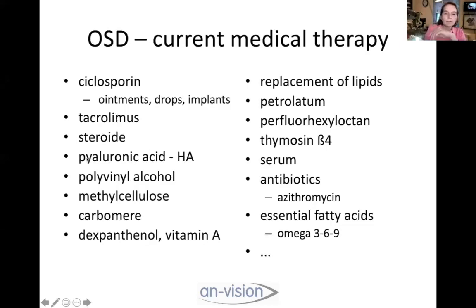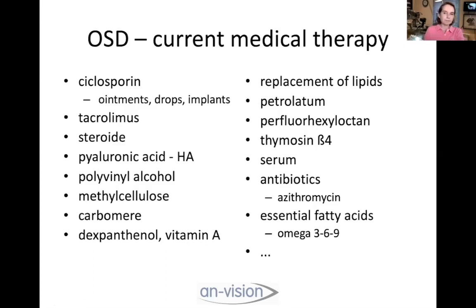hyaluronic acid, methyl cellulose, polyvinyl alcohol, carbomers, whatever covers the cornea longer or less long. You can replace lipids topically. You can use petrolatum. You can use this, and I'll show you this in a case later. That's a drop that we have in Germany. I don't know about the international situation. Thymosin beta 4 was a big thing, or is a big thing in human medicine. It's extremely expensive, but it worked in some patients for us.